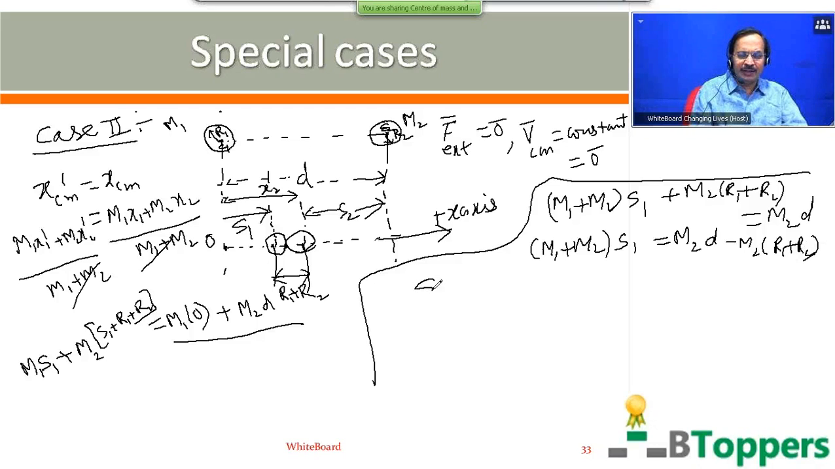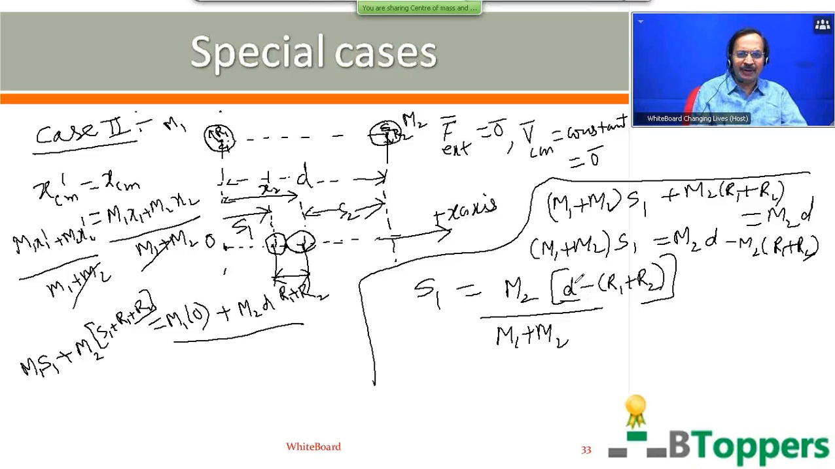So the distance moved by the center of the first sphere before they collide with each other can be written as M2 by M1 plus M2 into d minus R1 plus R2. d is the initial separation between the centers of the two spheres. R1 plus R2 represents the new separation between the centers of the two spheres. So d minus R1 plus R2 gives you the decrease in the separation between the centers of the two spheres, or the magnitude of the relative displacement of one sphere with respect to the other.